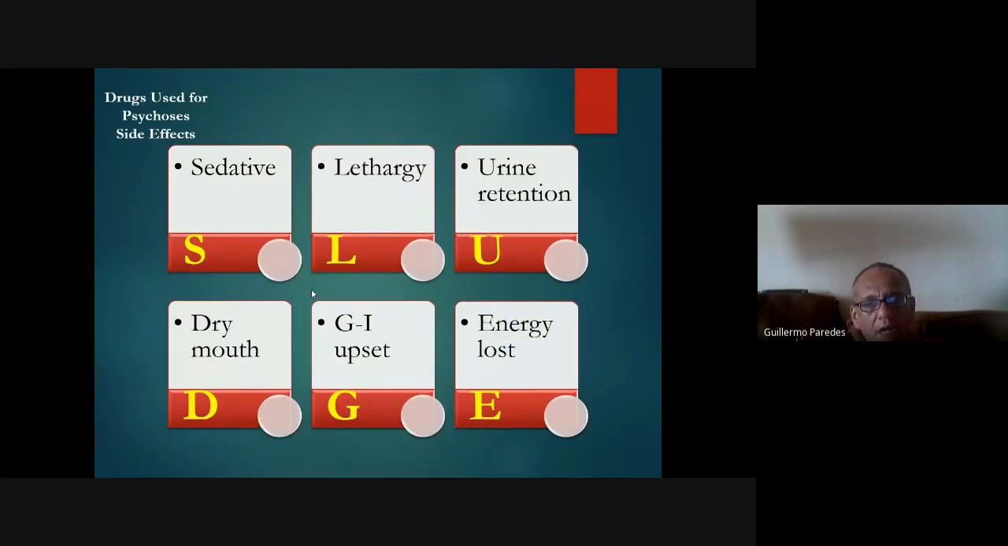So here we have drug use. Okay, so side effects. You can see here we have SLUDGE. This is a mnemonic I created a long time ago, but it's still in use. Sedative, lethargy, urinary retention. Why urinary retention? Because of the anticholinergic effect, right? Dry mouth, why? Because of the anticholinergic effect. The medication itself can lead to increased gastric acid. Energy loss, you start to slow down. Sedative, SLUDGE. We okay with that?